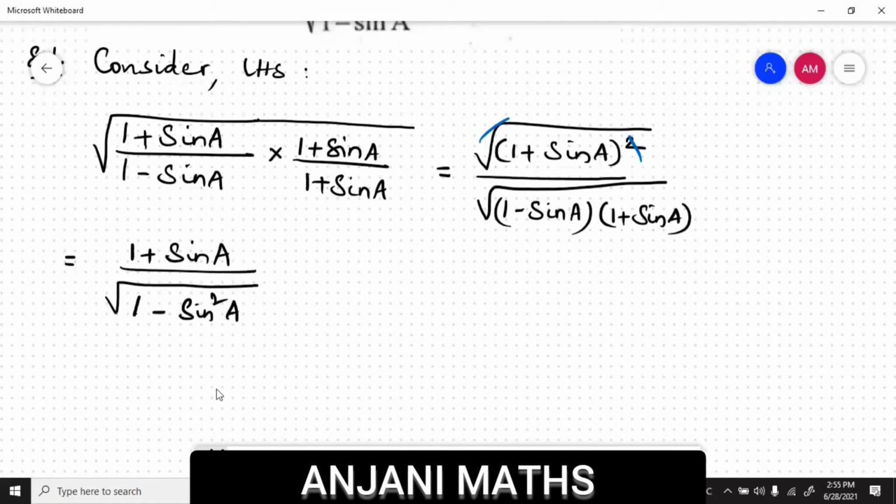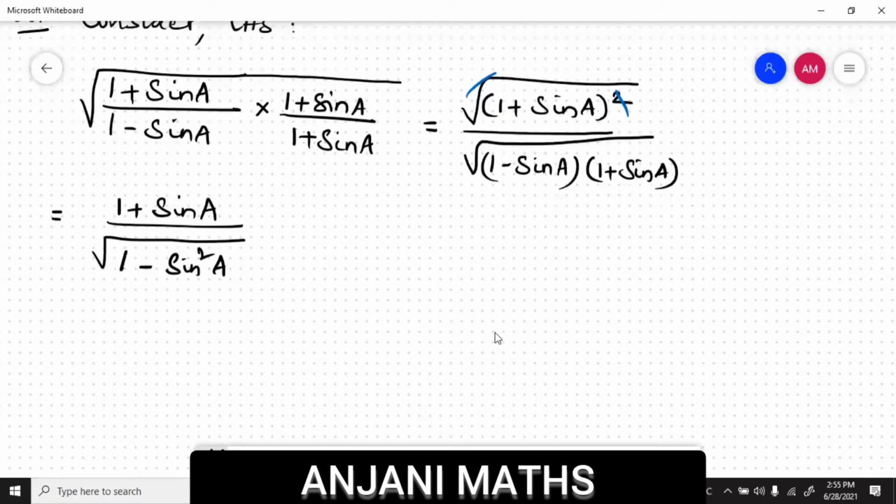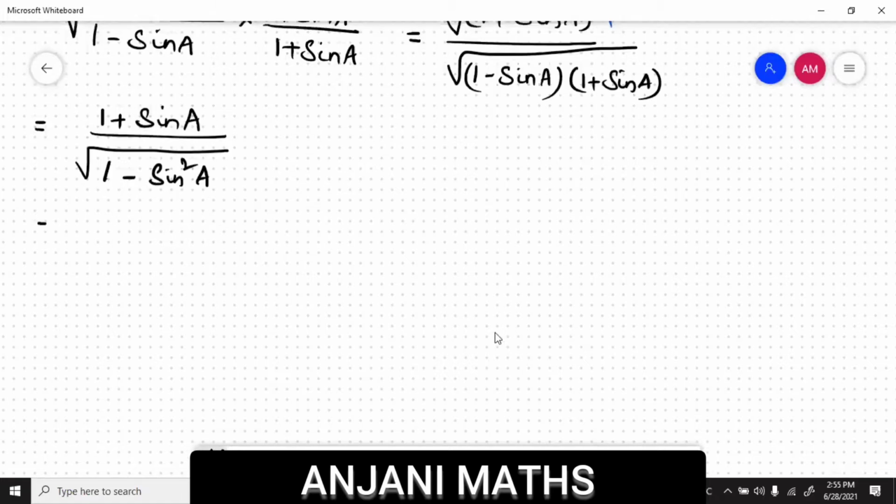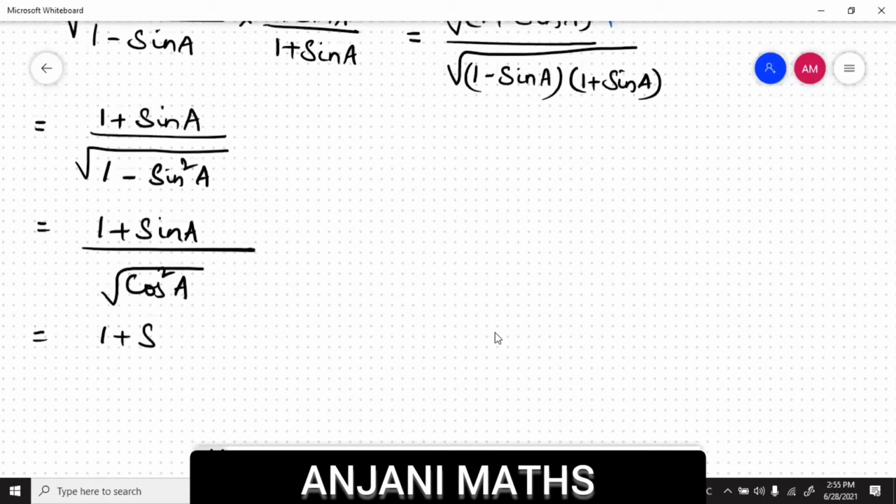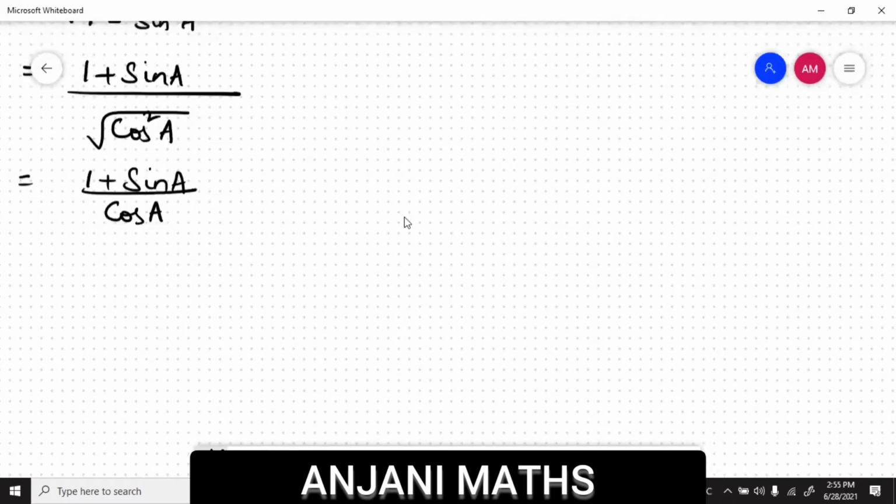So that is equal to 1 plus sin A divided by, what is 1 minus sin square A? From first trigonometric identity, we have 1 minus sin square A is cos square A under root. So this is equal to 1 plus sin A, and this square root and square get cancelled. We have cos A. What is A plus B by C? A by C plus B by C. So it will be 1 by cos A plus sin A by cos A.